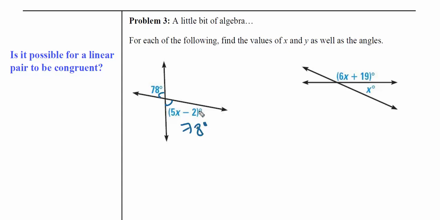However, we need to find out what the value of x is. So if two angles are congruent, we can set them equal to each other. So you have 78 is equal to 5x minus 2. We want to get the x by itself. If there's any addition or subtraction, we take care of that first. To move this minus 2 to the other side, we do the opposite of what we see, so it'll be a plus 2.